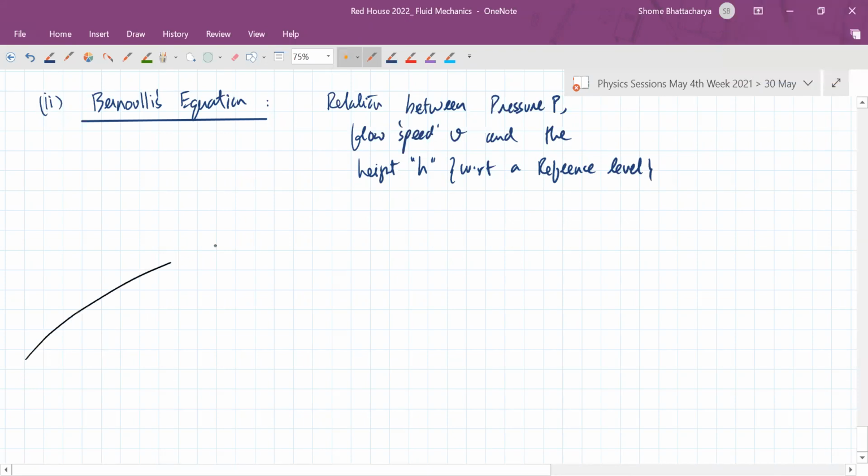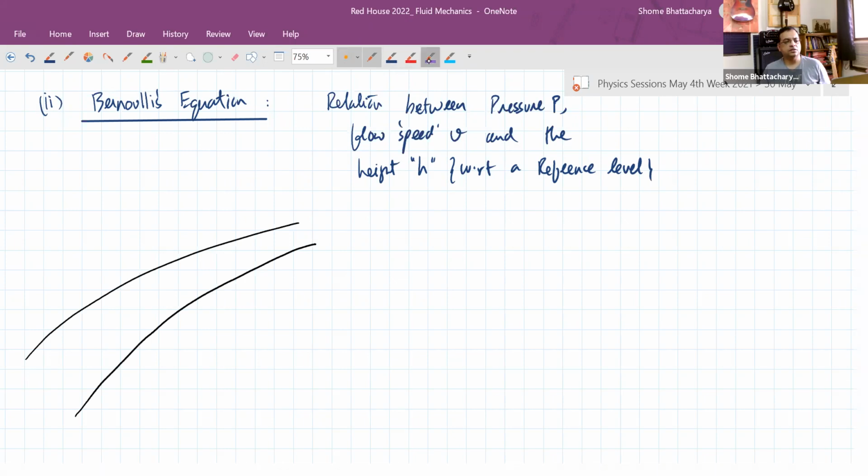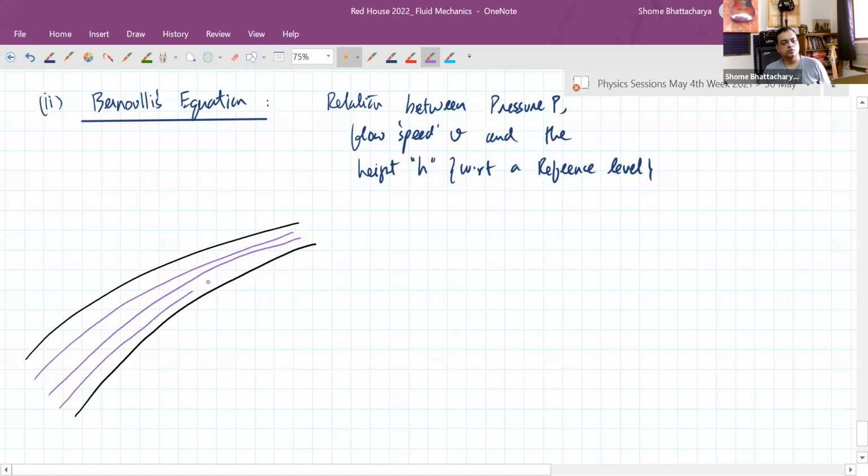So consider a pipe like this, which has variable cross section and a fluid of density rho, which is in steady flow or streamline motion inside it. Again, the direction of flow is not important. Just for reference, I've shown it like this. So now let's consider a cross-sectional area here, A1, and the speed of flow having a magnitude V1. And cross-sectional area over here, A2, and the speed of flow being V2.